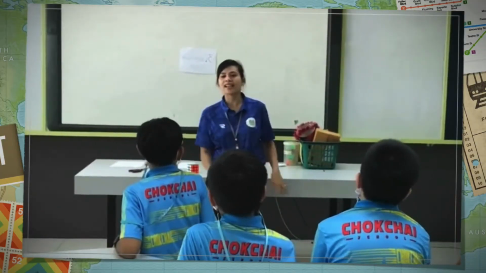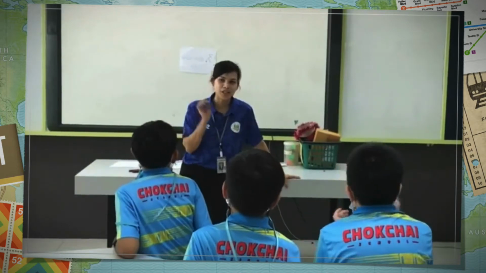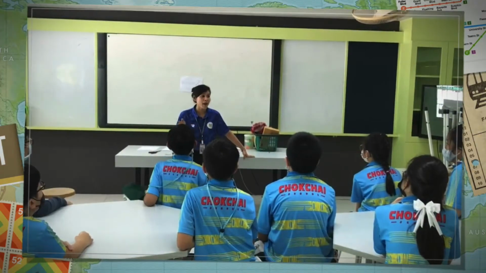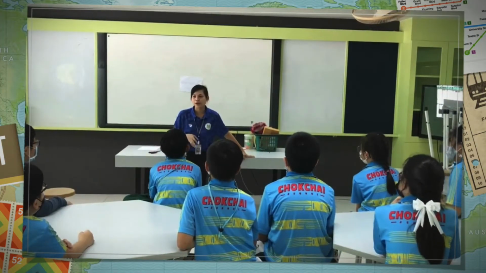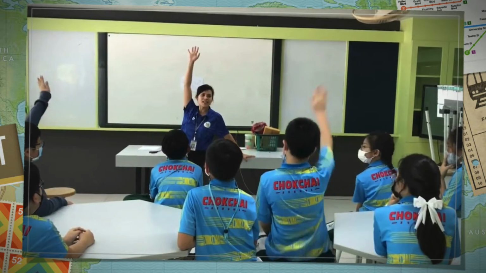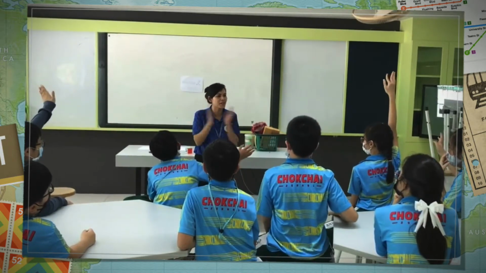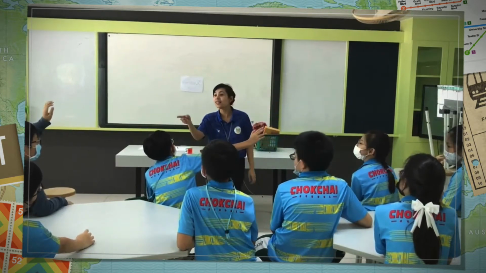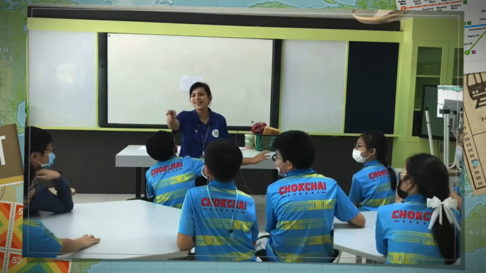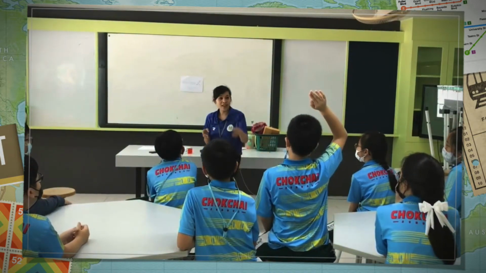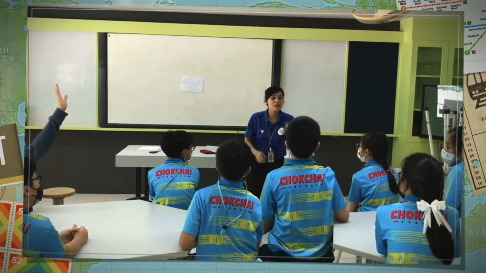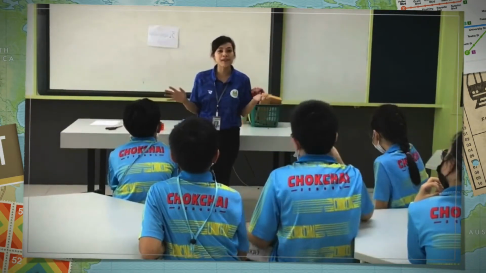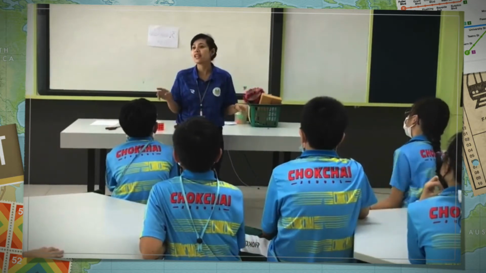Okay, today guys, we're going to learn more about shapes. Last time, our previous topic was 2D shapes, right? Can you still remember what kinds of 2D shapes? Can we give an example? Circle, very good. Square, yes. Triangle. Rectangle. What's that? Oval. Okay, so those are examples of 2D shapes.